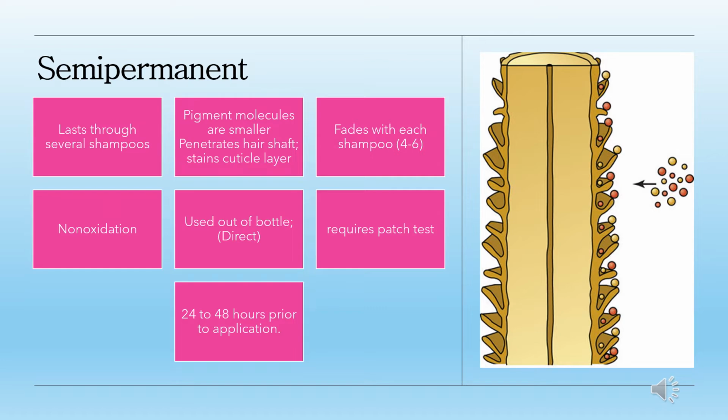And it requires a patch test. Temporary hair color doesn't. 24 to 48 hours prior to the application, you must have done the patch test to ensure that the client will not have a bad reaction to the color. And you make sure that when you're doing the patch test, you're using the color and the brand that you're going to use for that service. Again, semi-permanent deposits only, and they stain the hair cuticle and they fade within 4 to 6 shampoos.